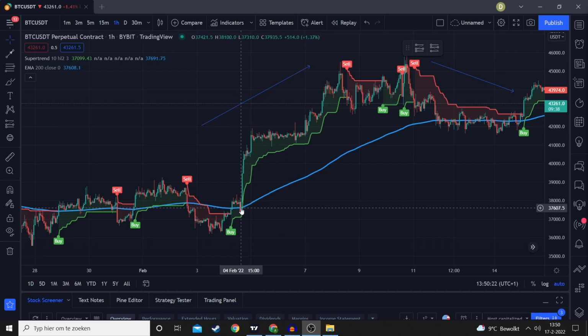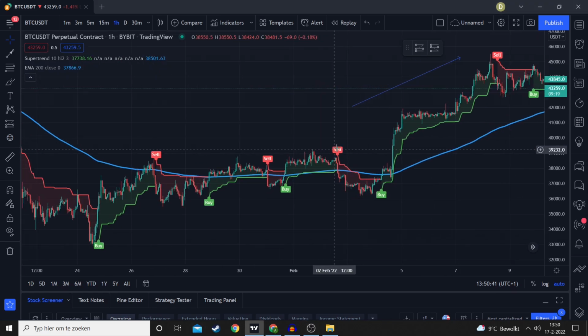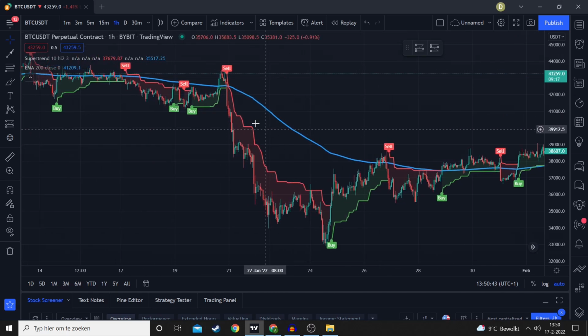This means there's an uptrend within an uptrend. So I think this is going to be a great long position. And also vice versa, like I previously explained. We see the trend indicator with the Supertrend. It's in a bearish structure, and we're also beneath the EMA 200.